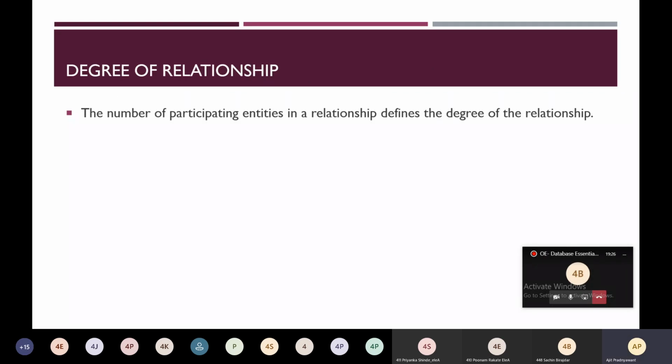So what is meant by degree of relationship? The number of participating entities in a relationship defines the degree of relationship. How many entities participate in the relationship is called the degree of relationship. So there are different degrees of relationship.